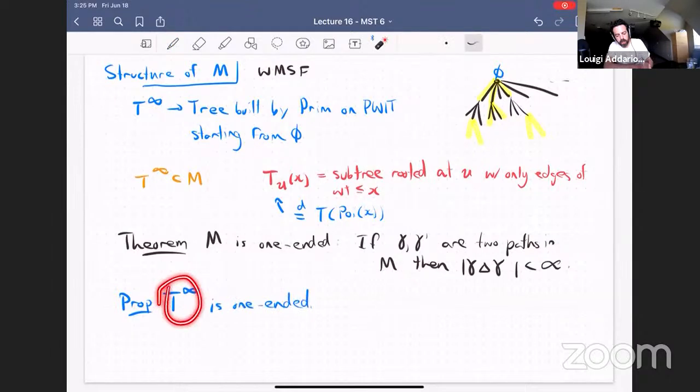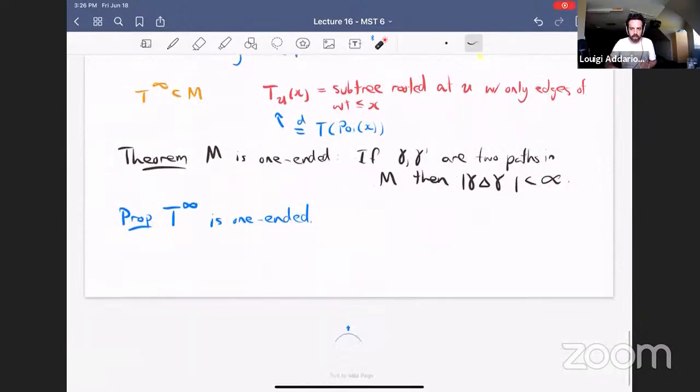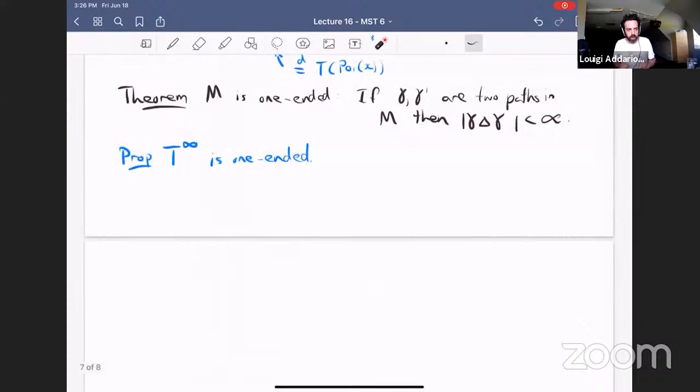Okay, and once we know that T infinity is one-ended, then we'll need to show that all of these additional gluings that come from taking the union of all of the Prim trees don't create additional ends that get attached to T infinity. So that's our strategy, and the picture that we're going to develop for T infinity in order to prove this is quite a lovely description.